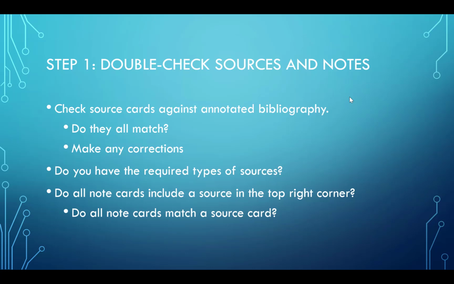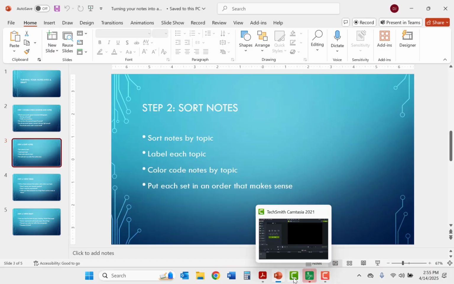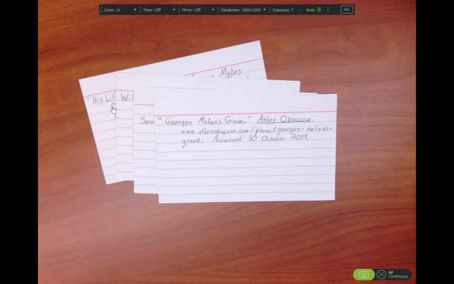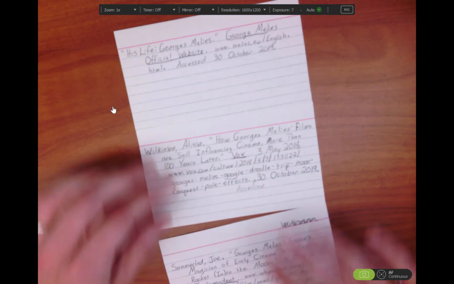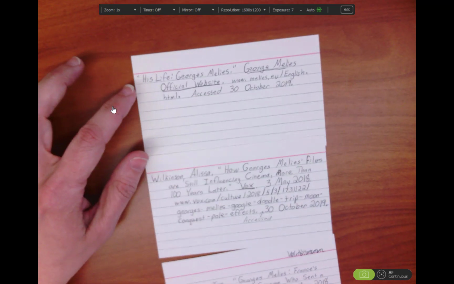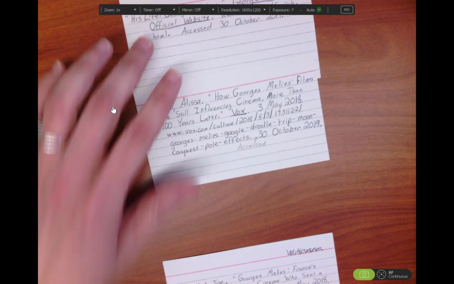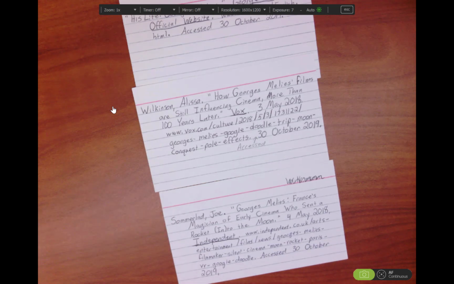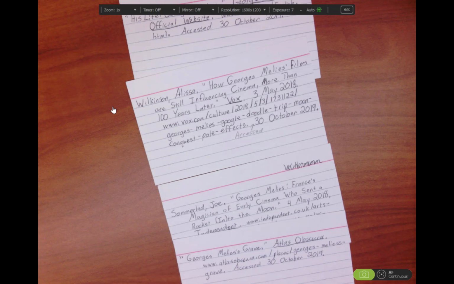So, for example, let me move to my document camera. Okay, here's 4 source cards that I have. First one, the title is His Life, George Méliès, Wilkinson, Alyssa, Summerland, Joe, and George Méliès' grave. The example that I'm going to show you is a biography research paper, but this same strategy works for whatever kind of research paper you're doing.